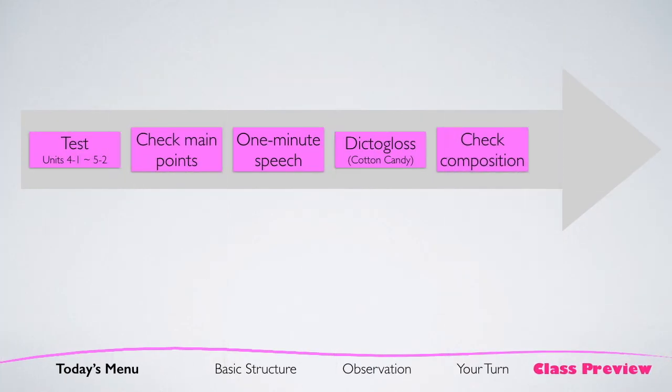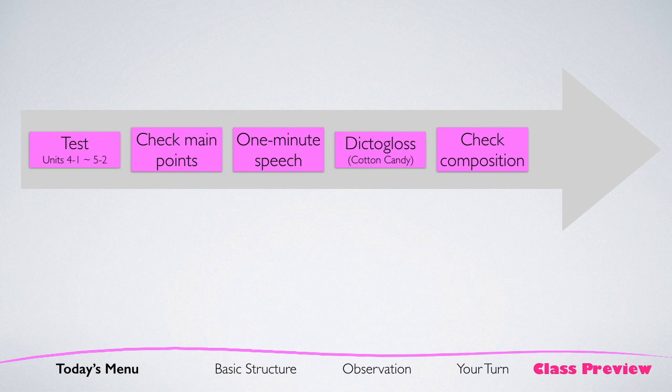Well, that is about it for today. In class, we are going to cover these main points. We'll start off with a vocabulary test for Units 4.1 through to 5.2. We'll quickly review the main points of today's video and have a go at the 1-minute speech. As a way to prepare for this, think about the kinds of food you eat at Japanese festivals. After that, we'll use our textbooks to do the Dictogloss for Unit 4.1, which is about cotton candy.